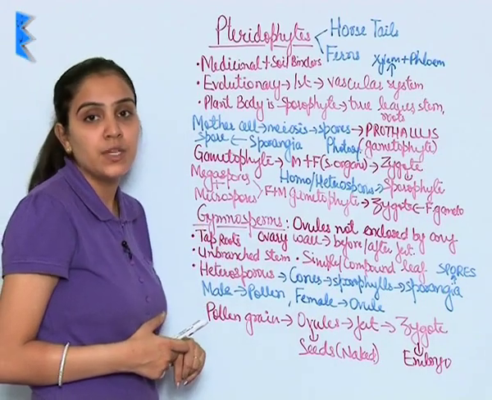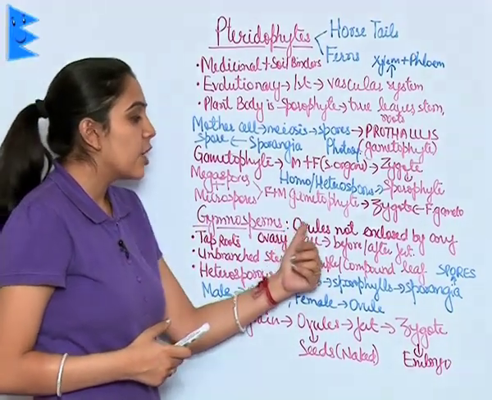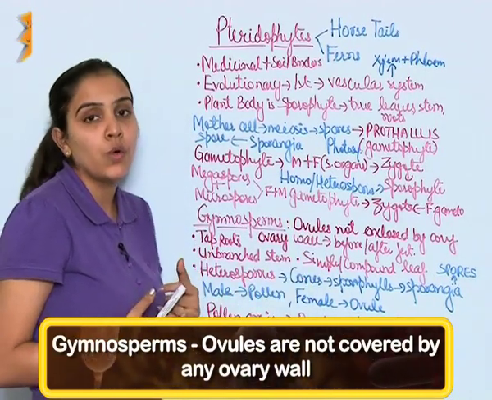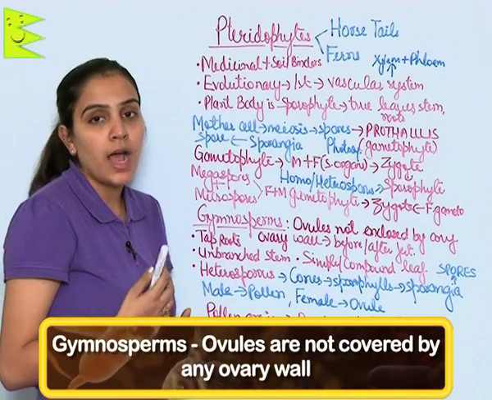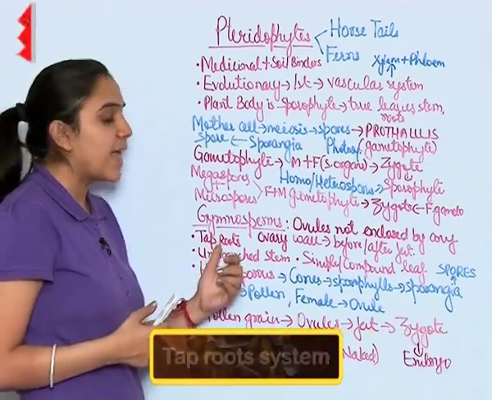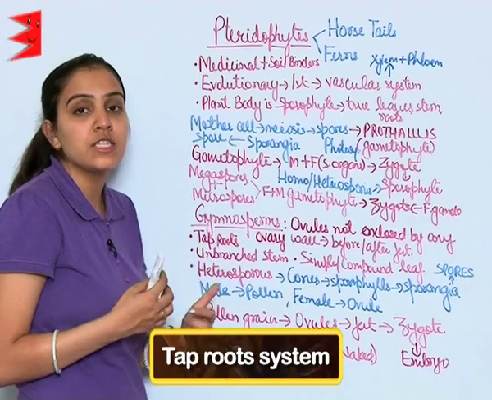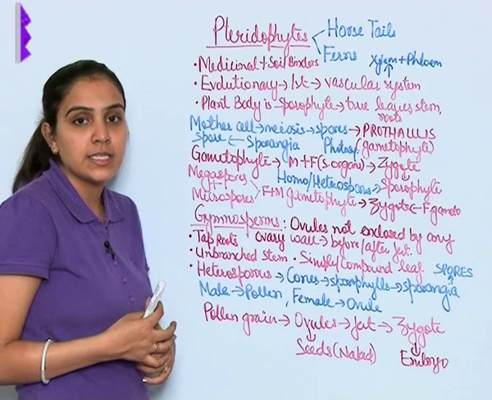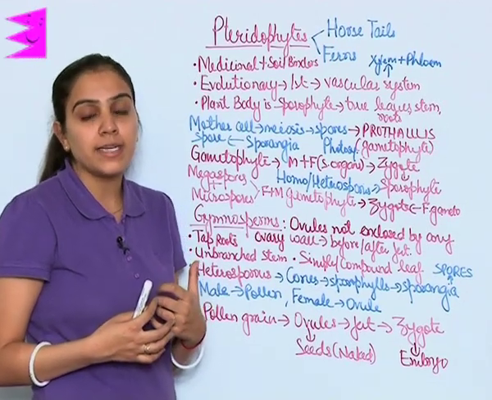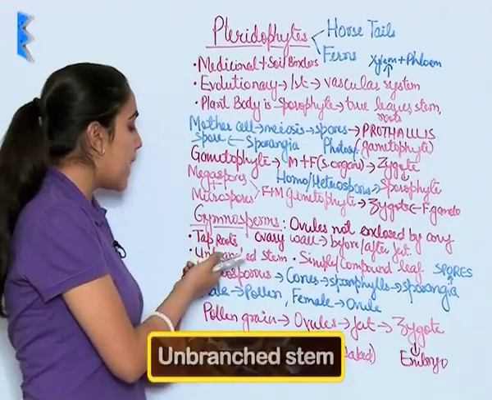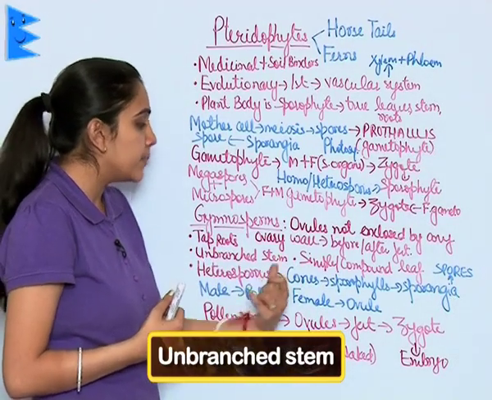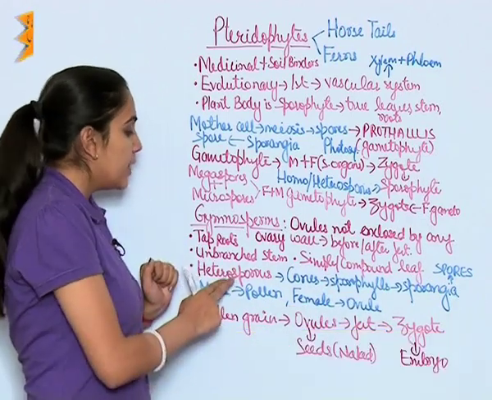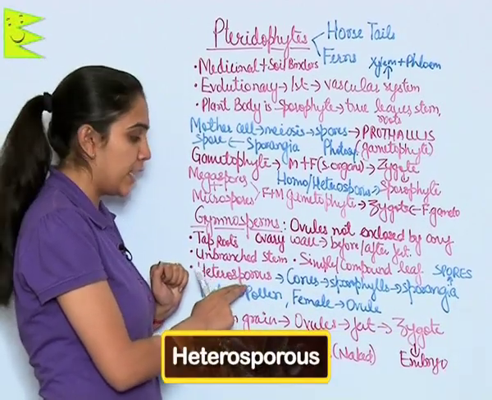Next category is gymnosperms. In this, ovules or seeds are not enclosed by any ovary wall before or after fertilization. Taproot system is present and it is found to be associated with fungi, mycorrhiza in certain cases, to show symbiotic adaptation. Stem is unbranched and leaves could be simple as well as compound. They are heterosporous in nature.